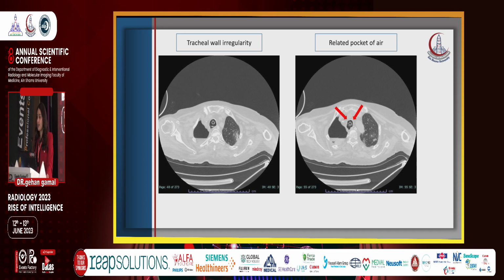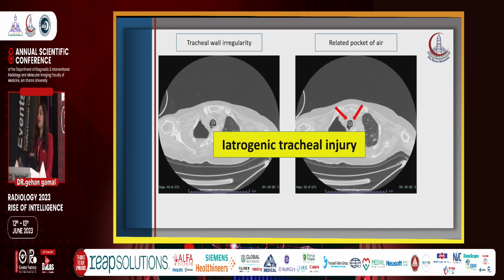What's the cause behind this? We noticed a newly inserted endotracheal tube, and that directed us towards an iatrogenic tracheal injury. In both these cases, fiber optic bronchoscopy was done, which confirmed the diagnosis.